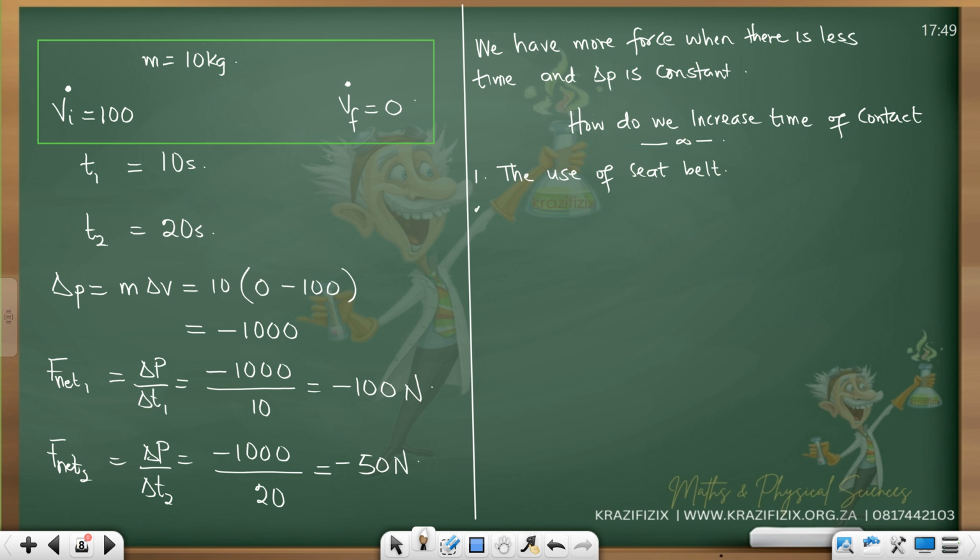Number 2, airbags. You know airbags, right? It's like a pillow. So when an accident happens, it's soft. It's a pillow-like object. So, guys, it's like you jumping on your bed.